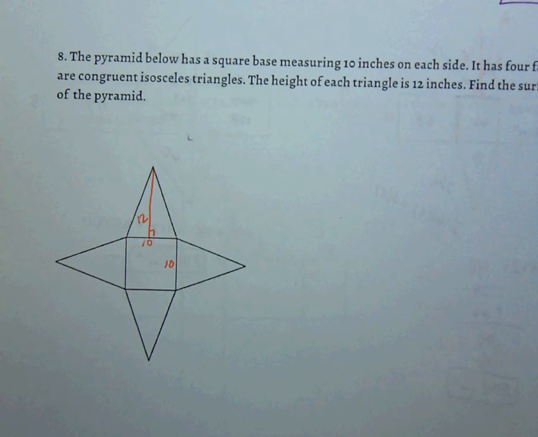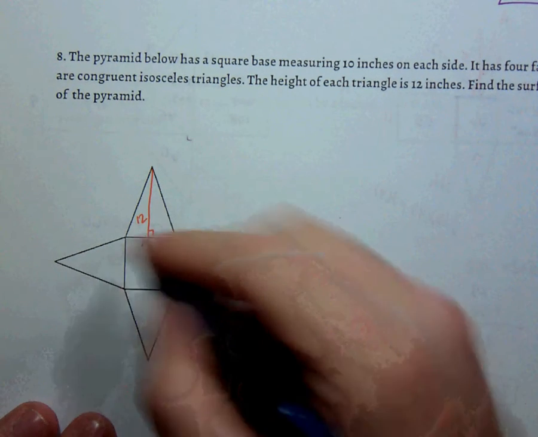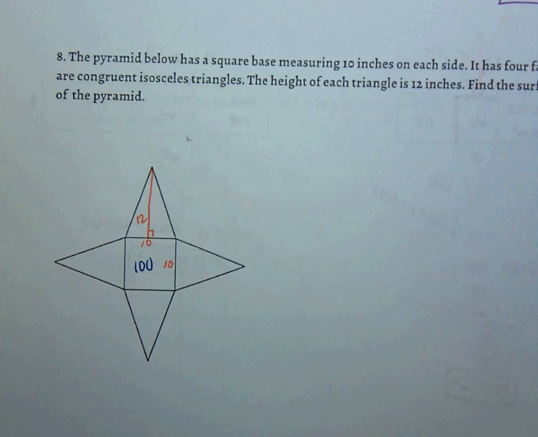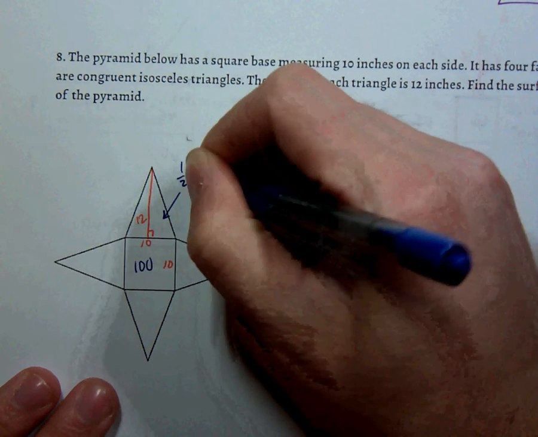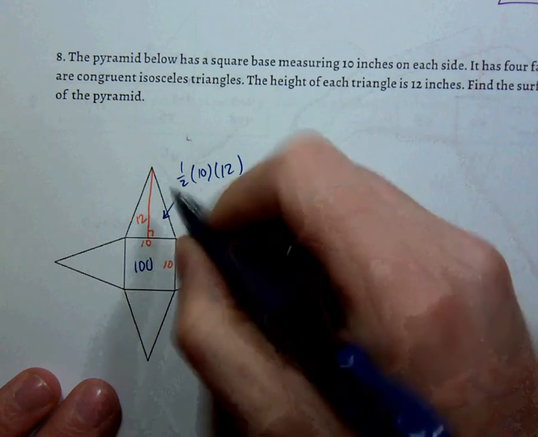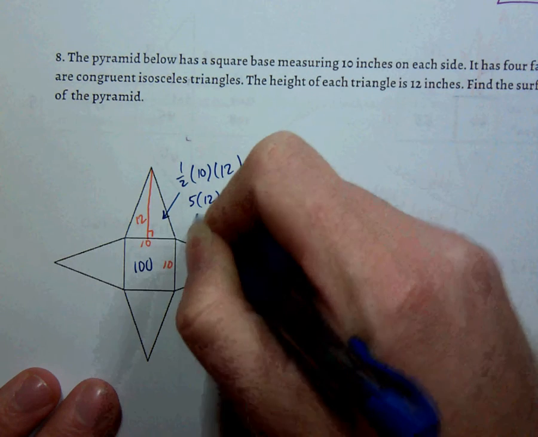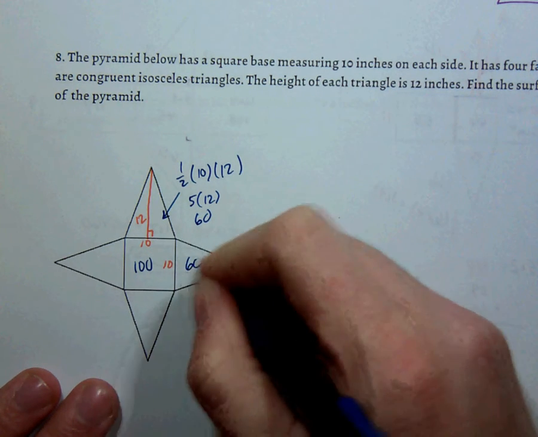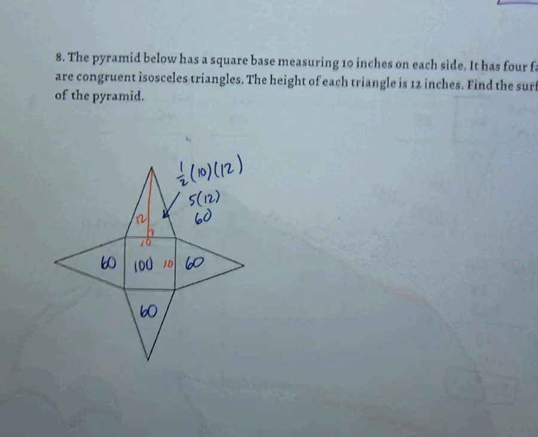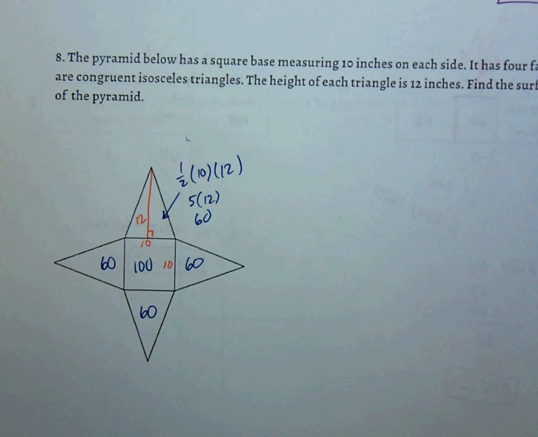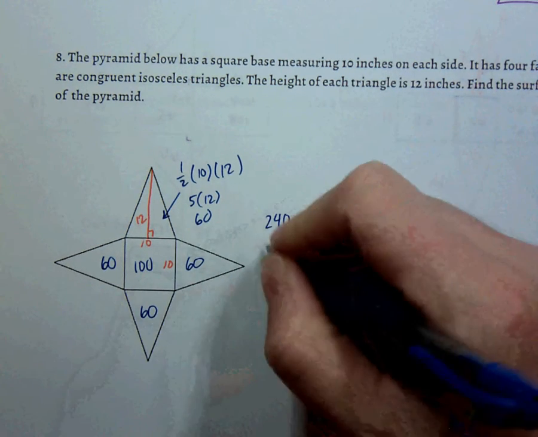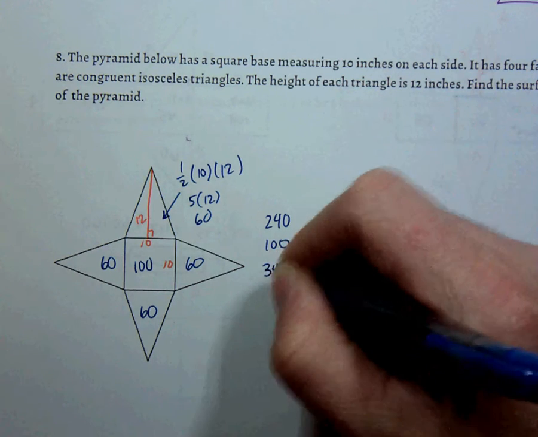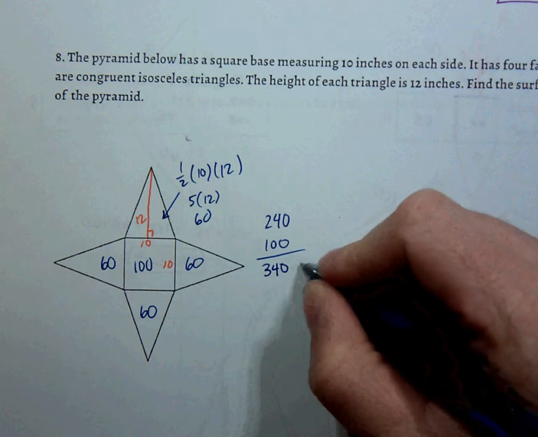Find the total area. So we can do this pretty simply. The middle here is a square, 10 times 10, so the middle is 100. And then each triangle is the same, so we just need to find one. 1/2 times 10 times 12. So this is 5 times 12, which is 60. So that's 60, which means this is 60 all the way around. Add it all up. There are 4 60s, so that's 240 plus 100 is 340, and it is inches squared.